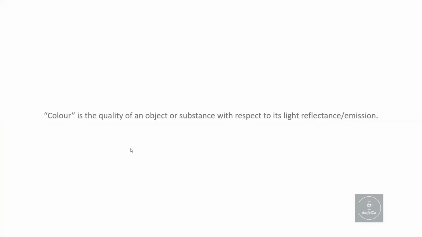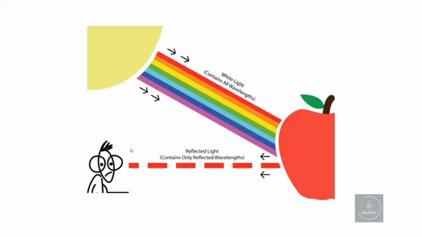I'm not going into too much detail about the physics of color and light, but simply put, color is the quality of an object or substance with respect to its light reflectance or emission. So basically, the color of an object is how we describe the way it reflects or emits light. This simple diagram shows how color works. The white light falls onto the apple, and the apple absorbs the energy from all the wavelengths except that of red, and therefore it is reflected. So the man sees the apple as a red object.